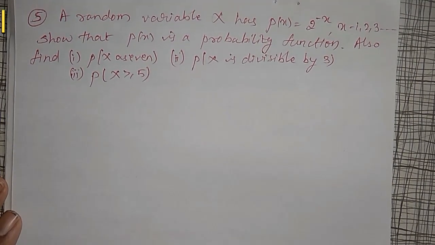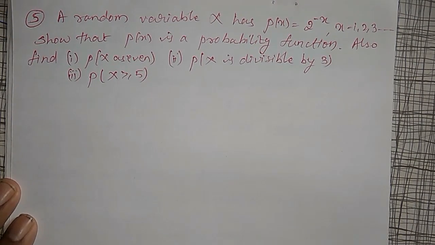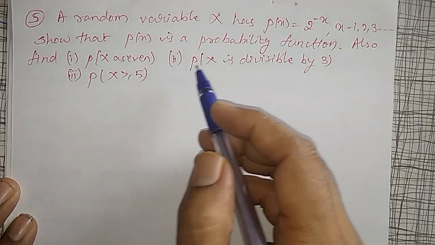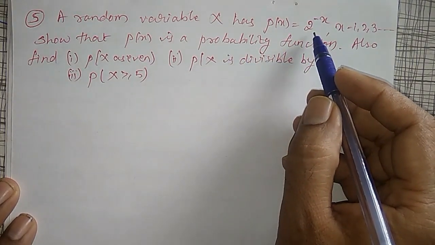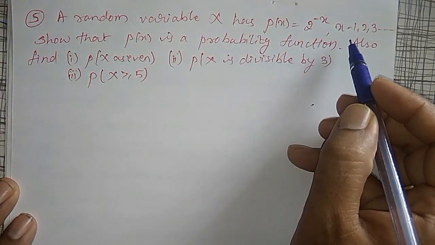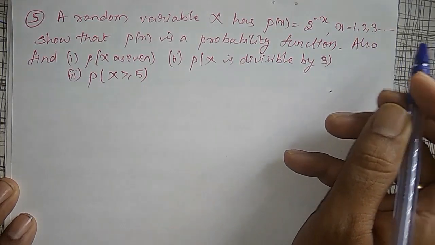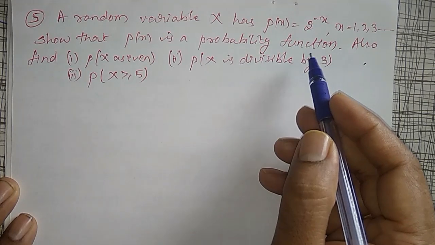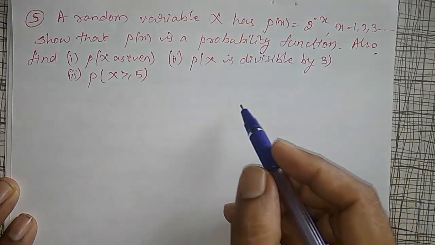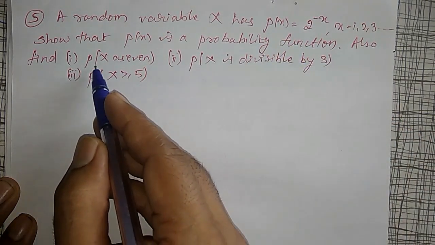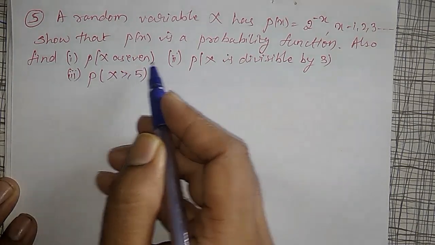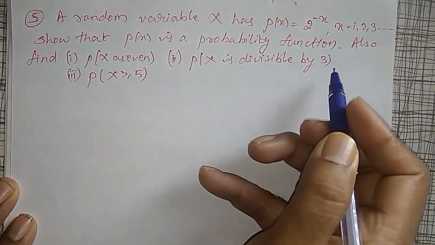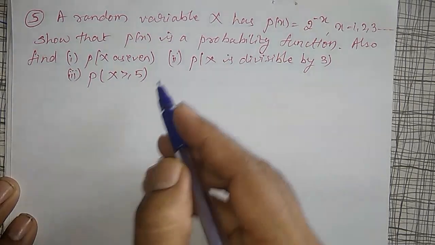Here a random variable x has p of x equal to 2 to the power minus x for x equal to 1, 2, 3 and so on. Then show that p of x is a probability function. Those two conditions hold good, I have to show here. Also find p of x as an even number, p of x is divisible by 3, and p of x greater than or equal to 5.